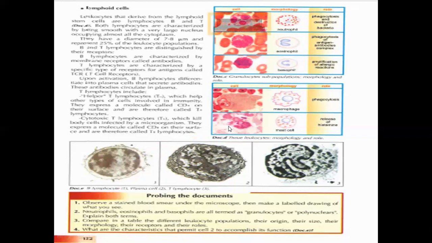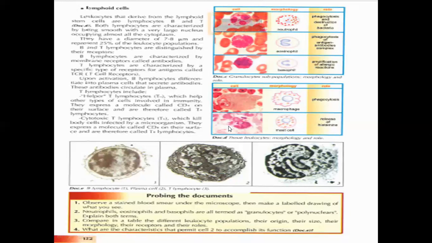Neutrophils, eosinophils, and basophils are termed granulocytes, or they are called polynuclears. As I said, neutrophils, eosinophils, basophils are types of granulocytes, where the type of granule, whether acidic, basic, or neutral, differs. So here, granulocytes because they have granules, and polynuclears because they have a multi-lobed nucleus. That's why we call them polynuclears.